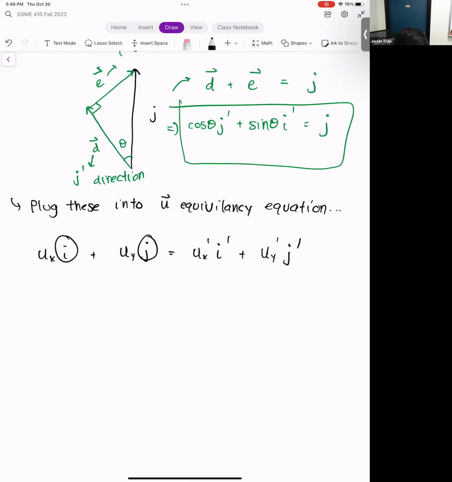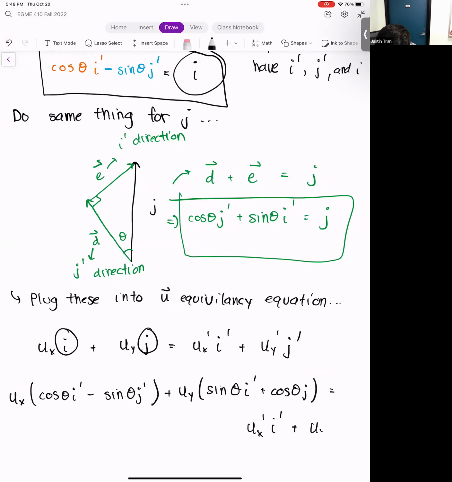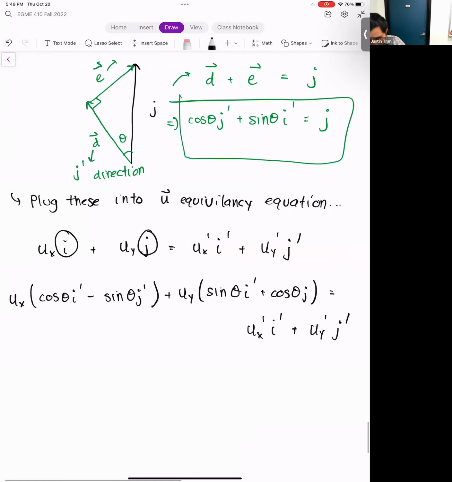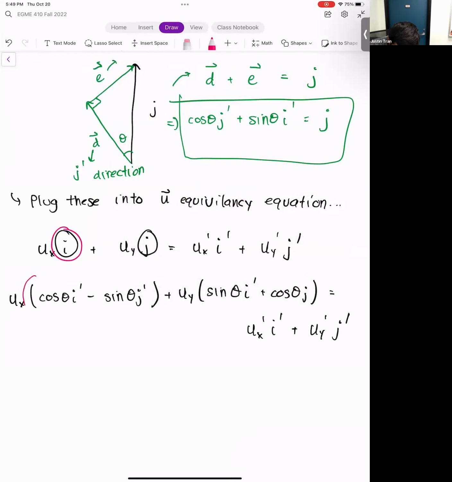If we do that, we have ux times our equation for I here, and so that's going to be cosine theta I prime minus sine theta J prime, plus uy. I'm going to plug in the expression for J here, and let me swap the terms just to make it simple. So that's sine theta I prime plus cosine theta J prime. This is equal to ux prime I prime plus uy prime J prime. All I did for this step was plug in for those expressions, and that's what you get.